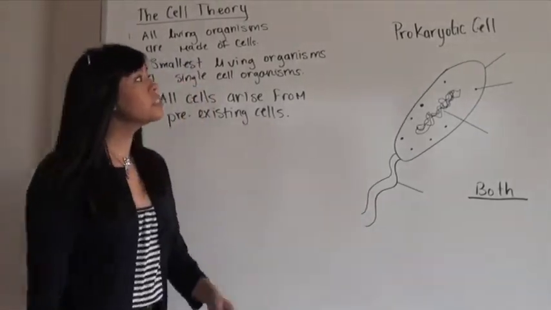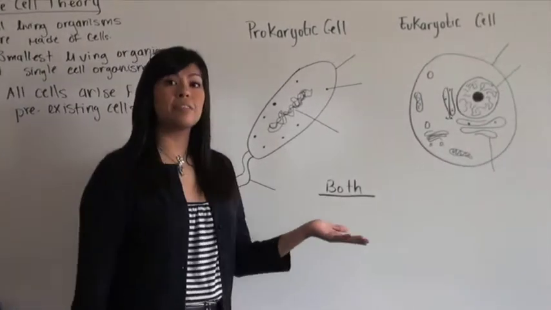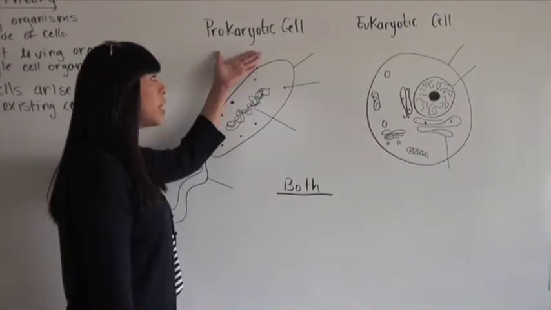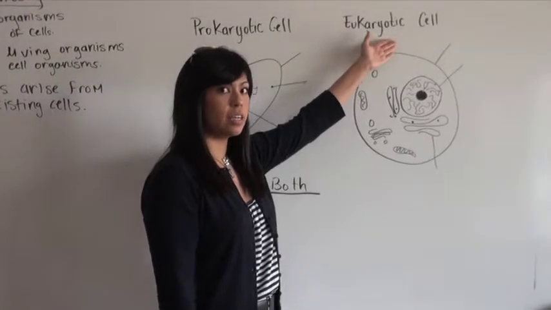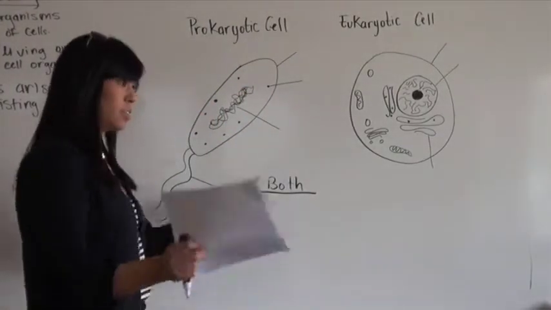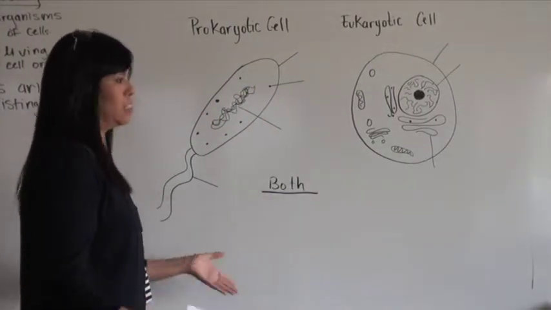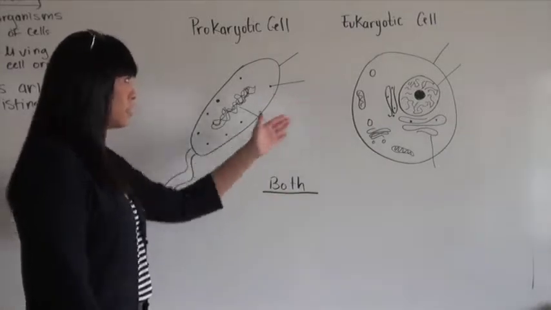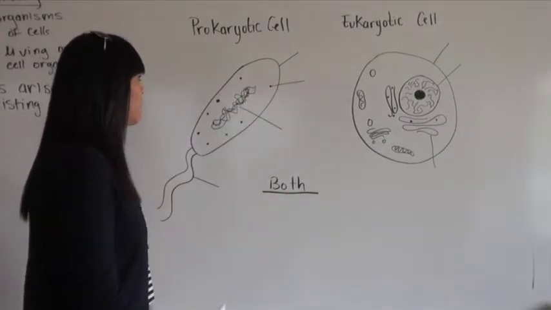So now I'm going to go into the two basic kinds of cells, which are our prokaryotic cells and our eukaryotic cells. These are the two. These are pretty much the basic, all basic, just dividing them into two. These are the two that everything is made of.